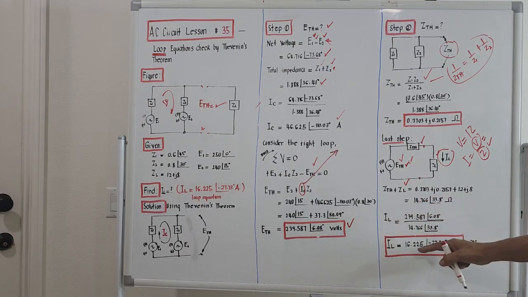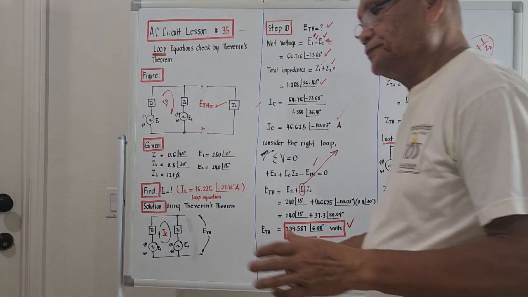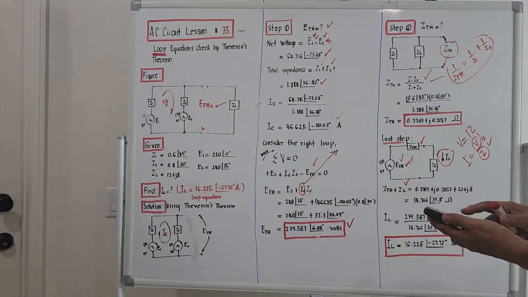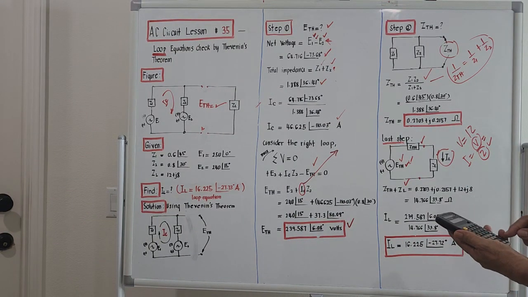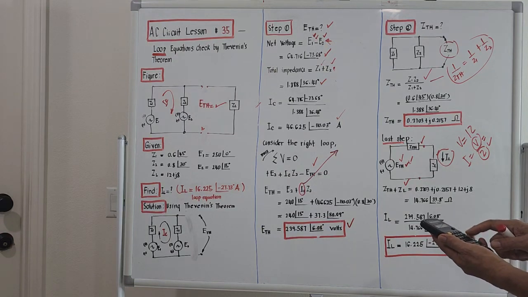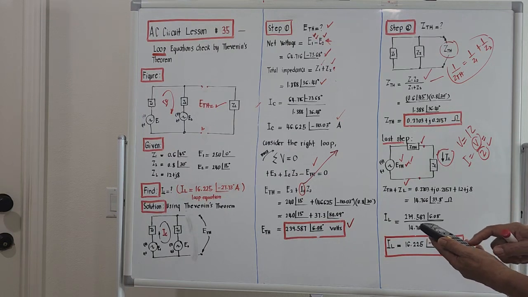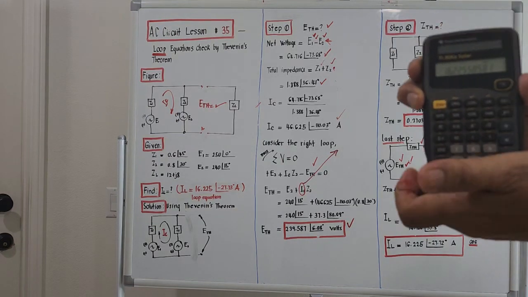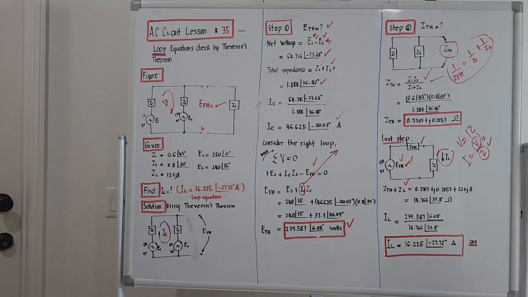239 divided by this is 16.225. I will try to show you so you believe in the solution. 239.587 divided by 14.766 equals 16.225. And the angle will be 6.08 raised this up, so it will be negative. The angle is negative 27.72 degrees.